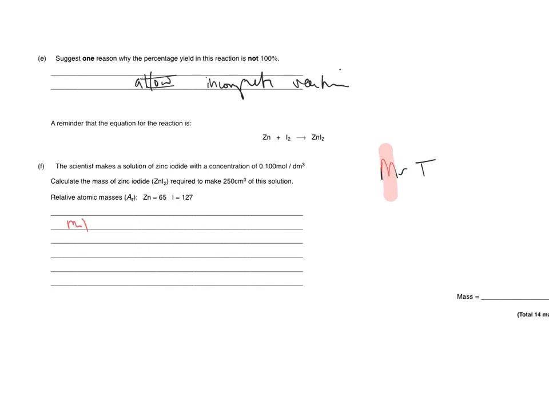So the moles of zinc iodide that's required will equal, I'm going to use this triangle, moles equals concentration times volume, equals the concentration, which is 0.1, times by 250. Now, because the 250 is in centimetres cubed, and the concentration's in decimetres cubed, I then also have to divide this by 1,000 to ensure that this 250 centimetres cubed is in decimetres cubed instead. And that gives me 0.025.